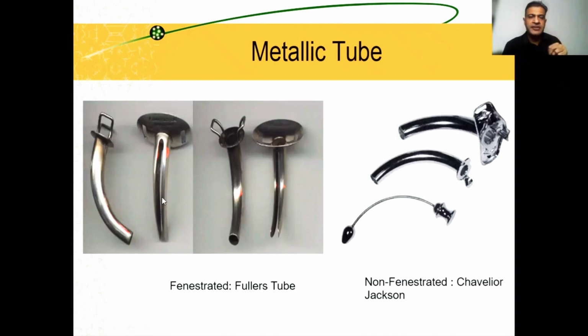So the Fuller's bivalved tracheostomy tube helps in speaking. And there is the Chevalier-Jackson tube, which has an outer tube, inner tube, and the inserter. It does not have a hole in the outer tube or the inner tube, and the patient is not able to speak comfortably when this tube is put, but Fuller's tube is meant for speaking.